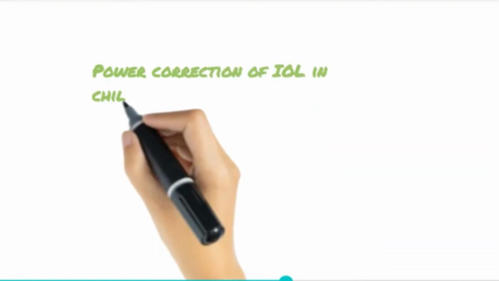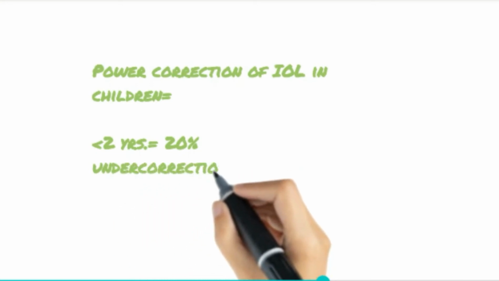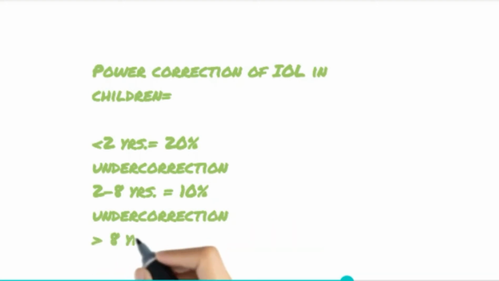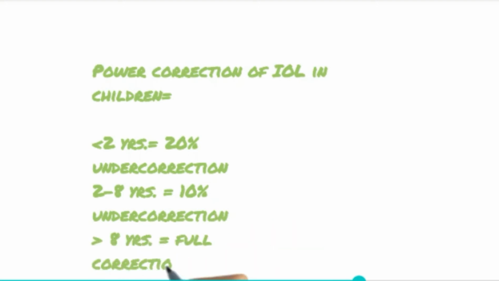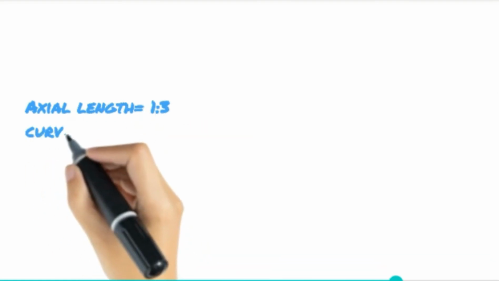Power correction of IOL in children, that is if the child is less than 2 years old, we do 20% under correction, 2 to 8 years we do 10% under correction, and if he or she is more than 8 years we do full correction, because at that time child attains emmetropia.